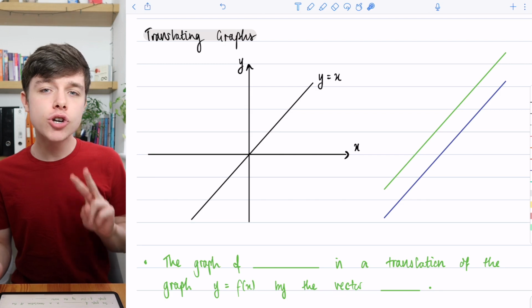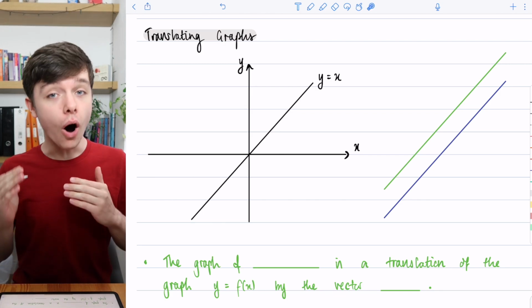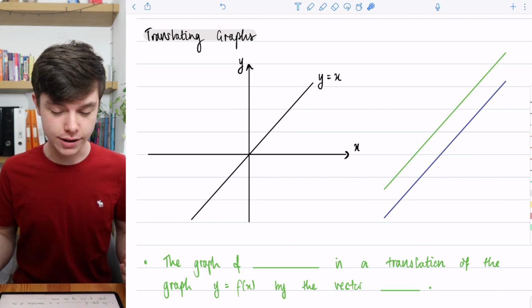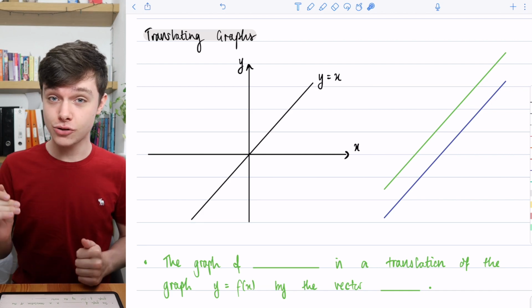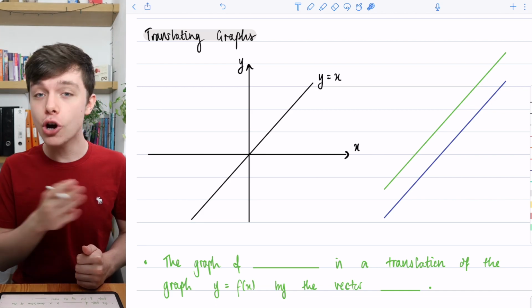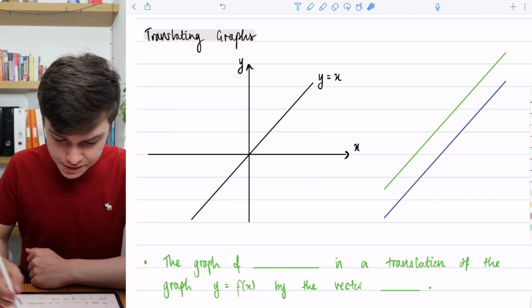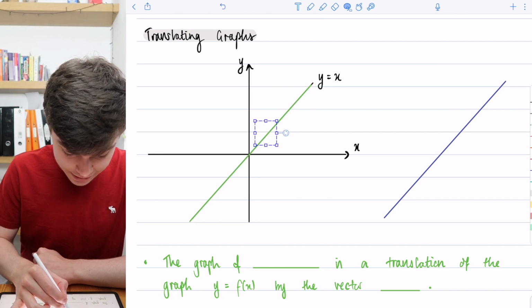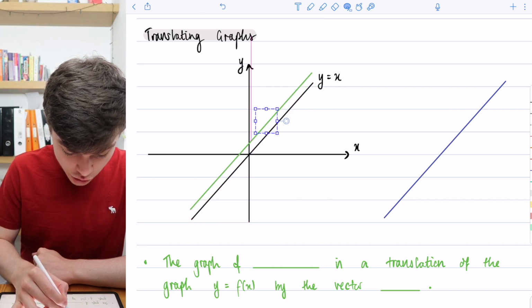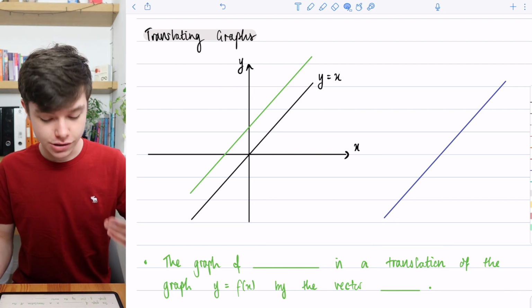I can do one of two things to that graph. I can either move it up and down, or I can move it left and right. So I can kind of do four things, but the two things I can do is something in the vertical direction or then something in the horizontal direction. So let's take the green line here and let's imagine I move that line y is equal to x up a little bit. Okay, that's something in the vertical direction.